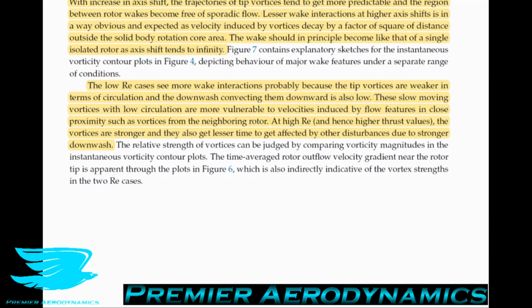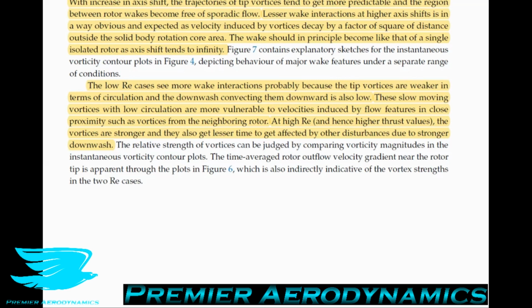The low Reynolds number cases see more wake interactions, probably because the tip vortices are weaker in terms of circulation, and downwash convecting them downward is also lower. These slow-moving vortices with low circulation are more vulnerable to velocities induced by flow features in close proximity, such as vortices from the neighboring rotor. So that kind of makes sense because they're not nearly as concentrated. They can be messed with a lot more. They're not as strong. At higher Reynolds numbers, and hence higher thrust values, the vortices are stronger and they also get lesser time to get affected by other disturbances due to stronger downwash.